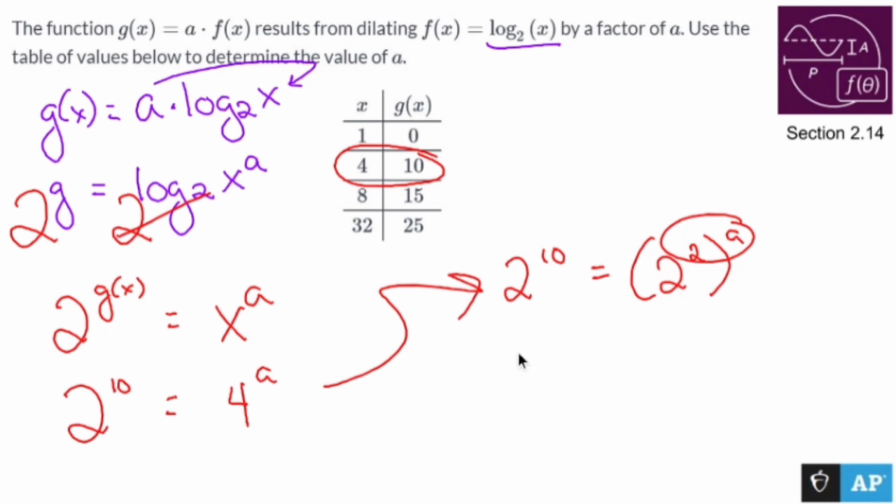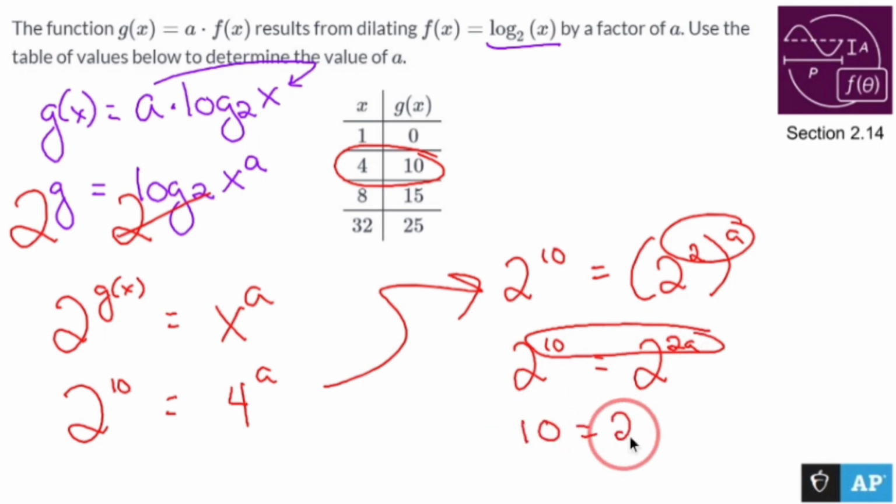Multiply these guys, and you have 2 to the 10 equals 2 to the 2a. If 2 to the 10 equals 2 to the 2a, then 10 equals 2a. Try saying that really fast. So if 10 is 2a, divide both sides by 2, and a is 5.